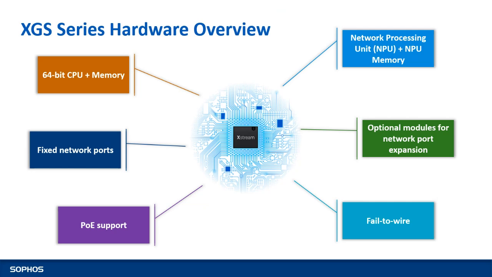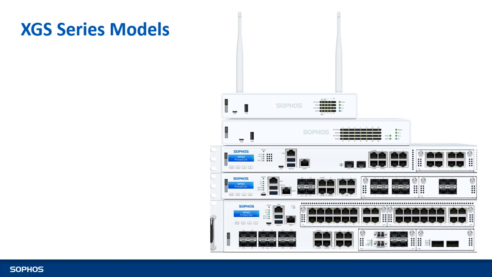In addition to the fixed network ports, which increase with the device model, there are optional modules that provide flexible options for expanding the selection of network ports. The XGS series includes support for PoE or Power over Ethernet ports and fail-to-wire, which can allow traffic to pass through the unit if power is lost. Fail-to-wire and PoE can be available both on board and with add-on modules, depending on the device model.